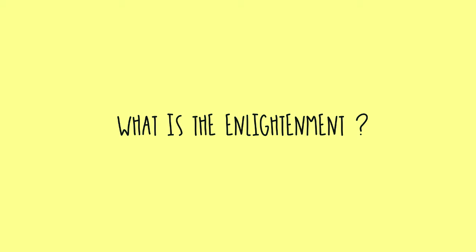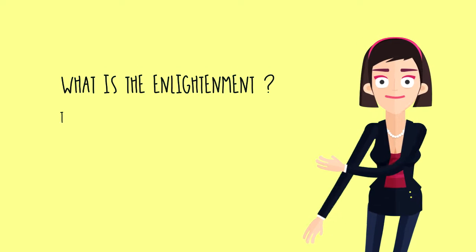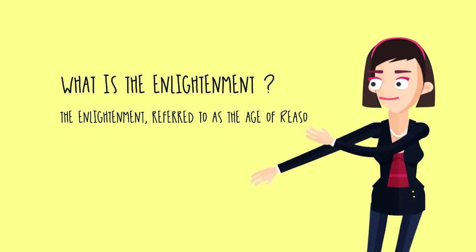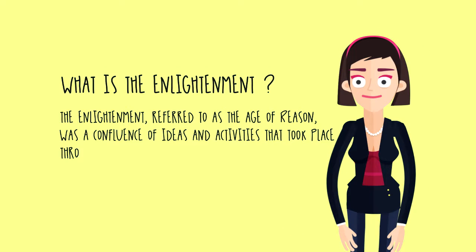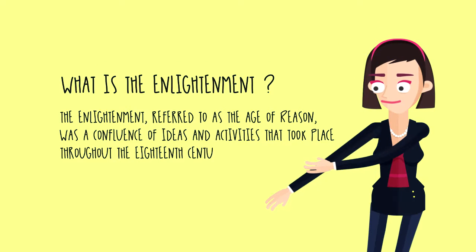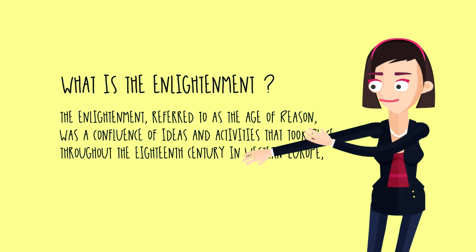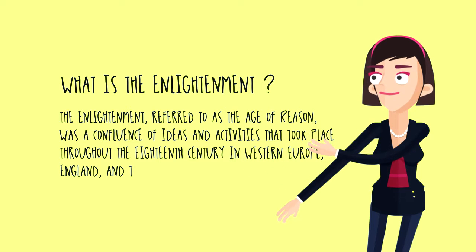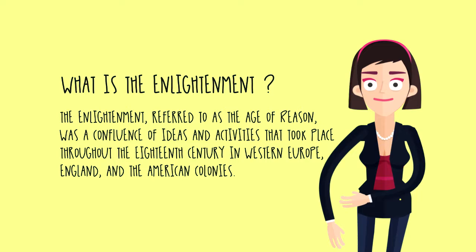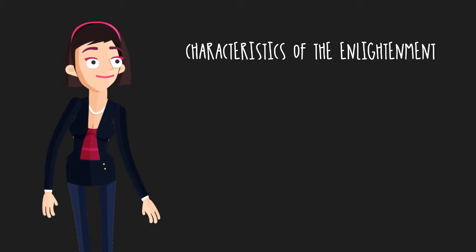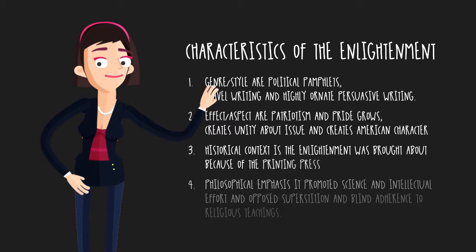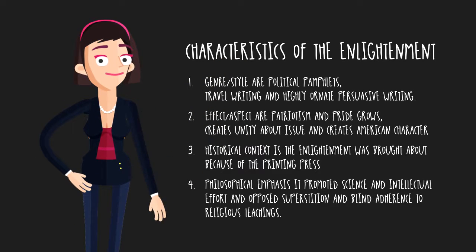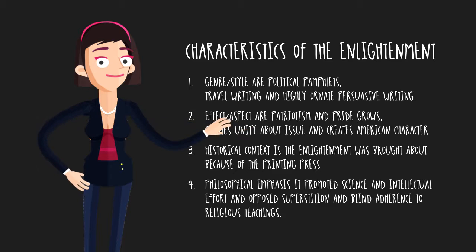What is the Enlightenment? The Enlightenment, referred to as the Age of Reason, was a confluence of ideas and activities that took place throughout the 18th century in Western Europe, England, and the American colonies. The characteristic genre or style in the Enlightenment are political pamphlets, travel writing, and highly ornate persuasive writing.